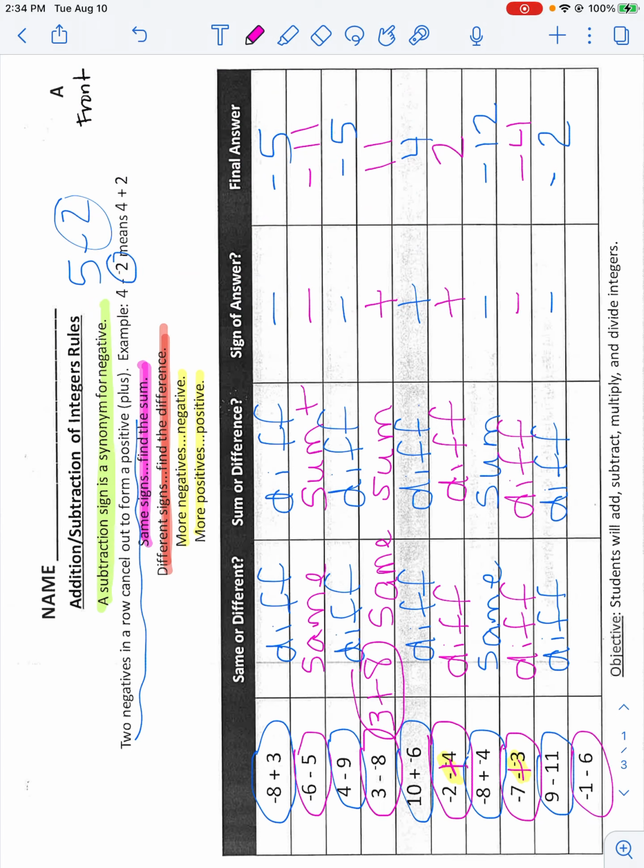1 minus 6. Remember that very first rule. A subtraction sign is a synonym for a negative. So since we have a negative 1 and a negative 6, negative and negative, same signs. Find the sum, which means you're going to add the numbers together. But since both of our numbers are negative, my answer is going to have to be a negative.